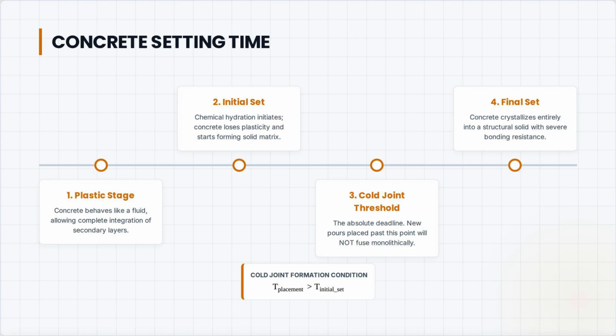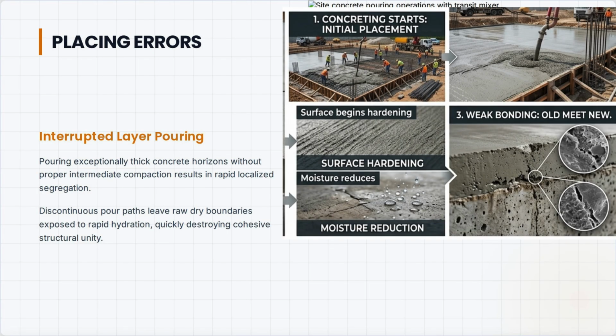Fresh concrete remains workable only for a limited time. Once the initial setting process starts, the earlier concrete layer loses its bonding capacity. If fresh concrete is added after this stage, a cold joint can form between the two layers. Interrupted concreting and improper layer placement are major reasons for cold joints. When concrete placement stops midway, the surface begins hardening, moisture reduces, and bonding becomes weak. This affects the monolithic behavior of the structure.